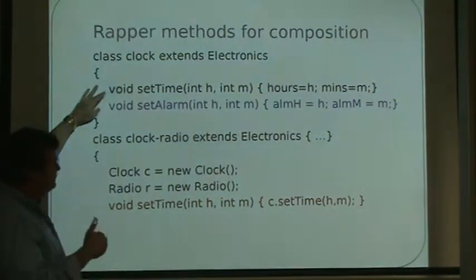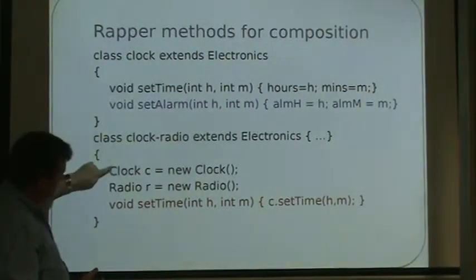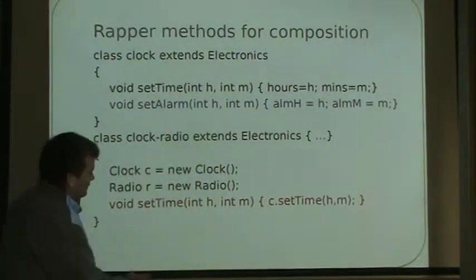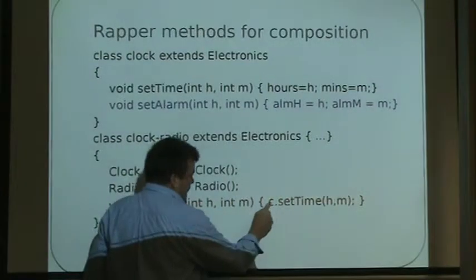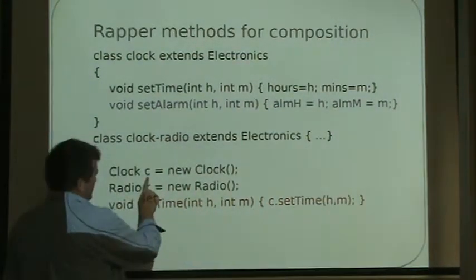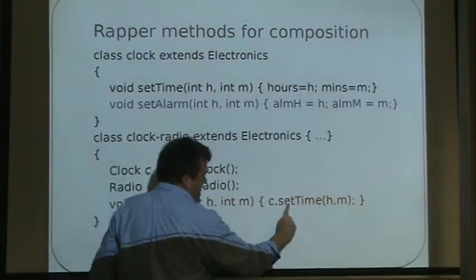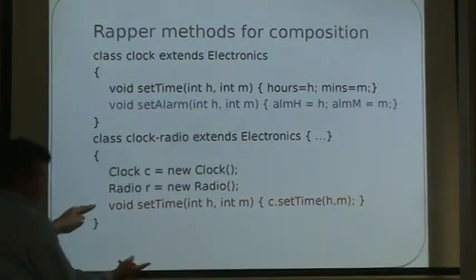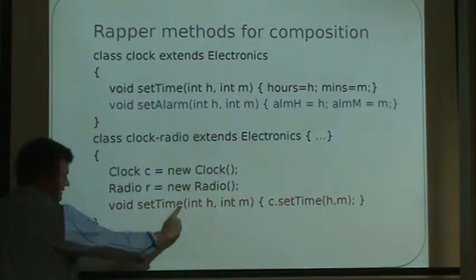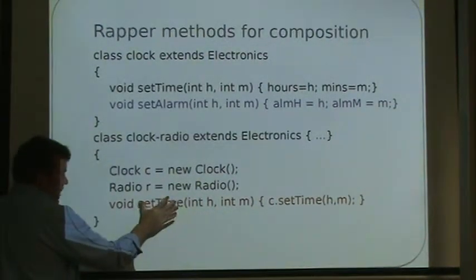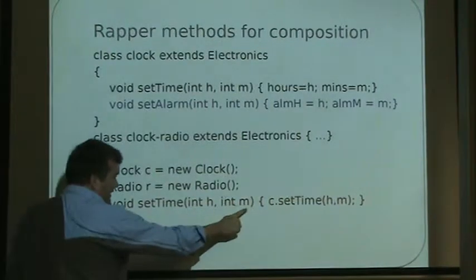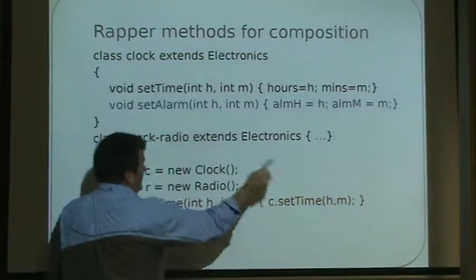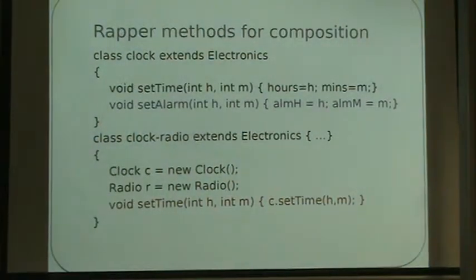But what we could then do is make a method called setTime, which calls the clock's version of it. So setTime would take in hours and minutes, and then we'd use the variable C, which is our clock. We call the variable C's setTime method and pass in those hours and minutes. So if we ever created a clock radio and wanted to set its time, we would call the clock radio setTime, passing in hours and minutes, and it will call on the C object, the clock object, its setTime method.